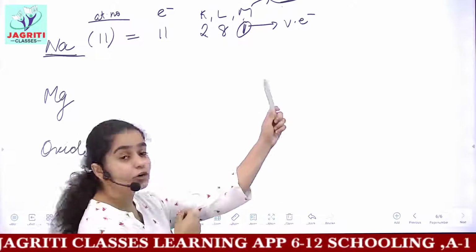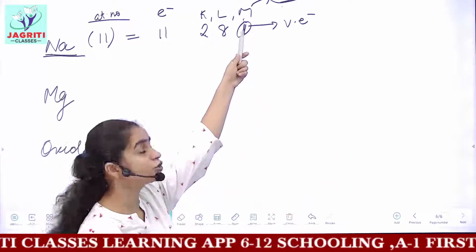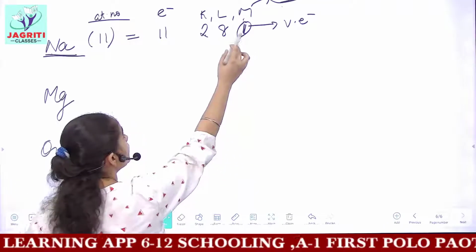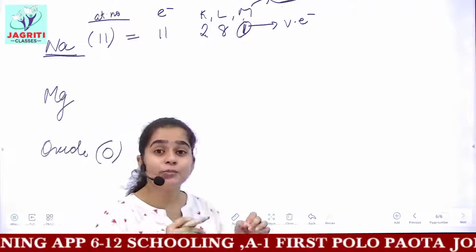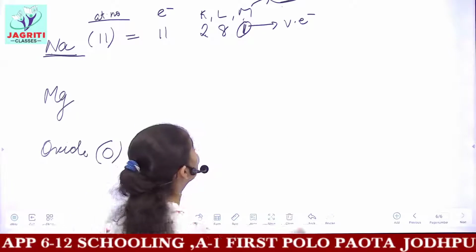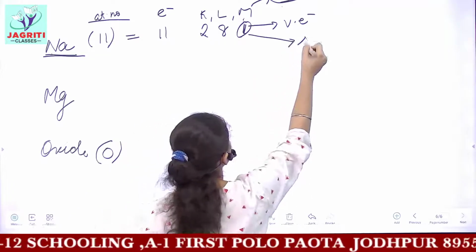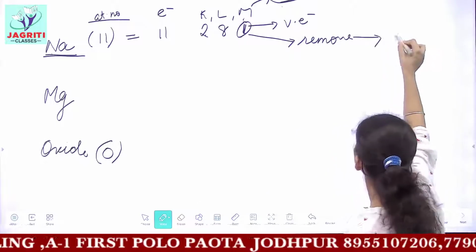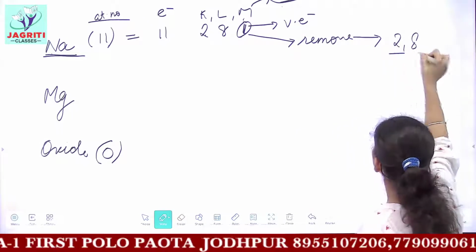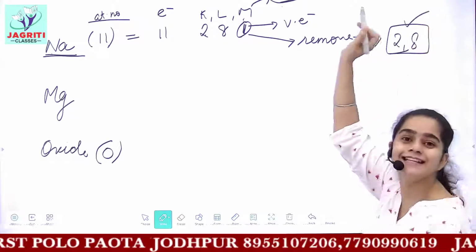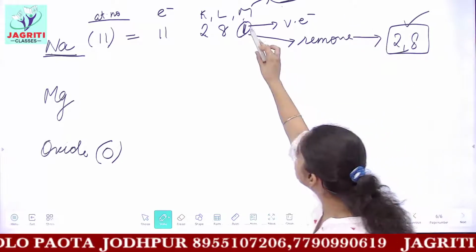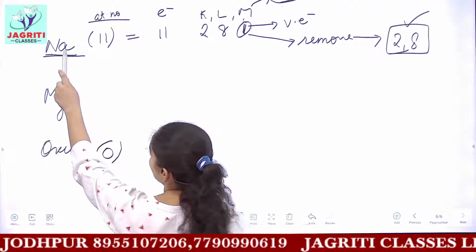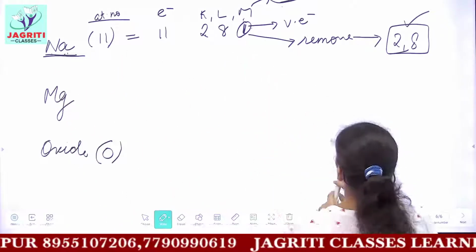Then what do we have? We know that according to the octet rule, the outermost valence shell should contain 8 electrons. But here we have only 1 electron. How to make this 8? The best possible way is if I remove this electron, then the configuration I would get is 2, 8. And according to the octet rule, this would be stable. So I have to remove 1 electron. So this sodium works in a particular manner to remove this electron.